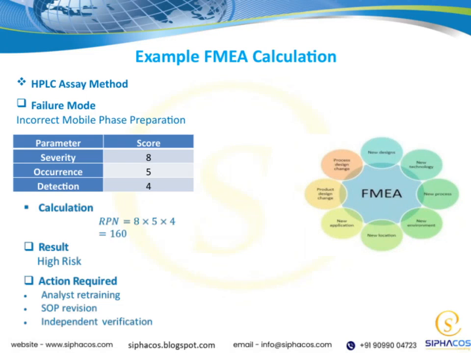Let's take a look at an example calculation from an FMEA, failure mode and effects analysis, applied to an HPLC assay method. Here, we're focusing on one specific failure mode, incorrect mobile phase preparation. We score this failure by 3 parameters: severity, occurrence, and detection. Severity is rated at 8, which means the impact is quite serious. Occurrence is 5, so it happens occasionally. Detection is 4, indicating moderate chances of catching it before it causes harm. This kind of breakdown helps us prioritize risks and decide where to focus our improvements.